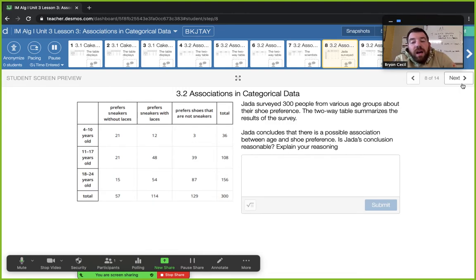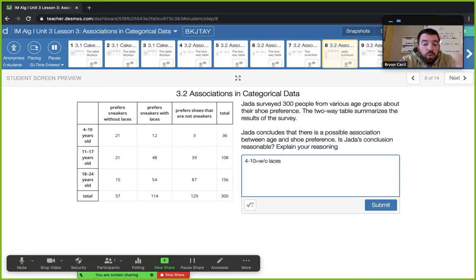Slide 8. Jada surveyed 300 people from various age groups about their shoe preferences. The two-way table summarizes the results of the survey. Jada concludes that there is a possible association between age and shoe preferences. Is Jada's conclusion reasonable? For me, I'm looking at this and I would say yes, because if you have the 4 to 10 group, what do they prefer? They prefer sneakers without laces. It's pretty evident. Out of 36, 21 of them preferred sneakers without laces. On that 11 to 17, it's not as prevalent, but you can definitely see they want laces.